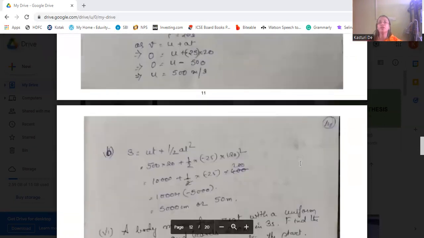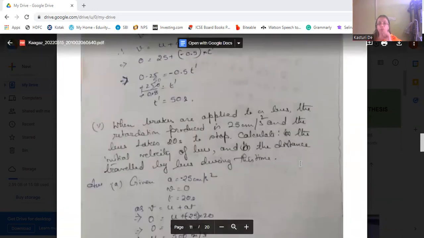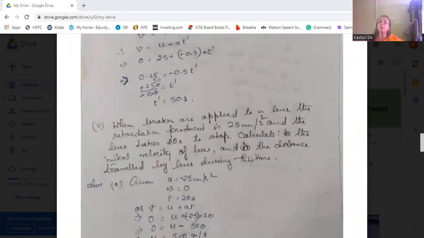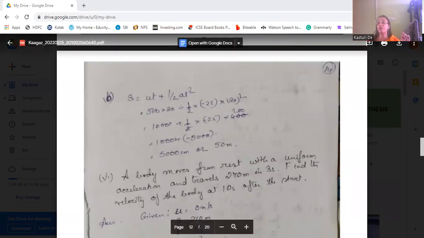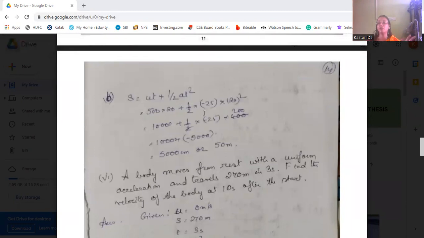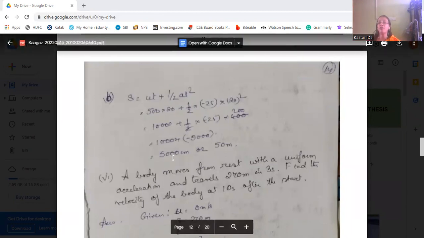Now, the second portion of the question is that we need to find the distance covered by the bus during this time. So what is the distance? The formula is S = ut + ½at². We know u is 500 meters per second and time taken is 20 seconds. So this will be 500 into 20 and half into minus 25, and that will give us 5,000 centimeter or 15 meters.